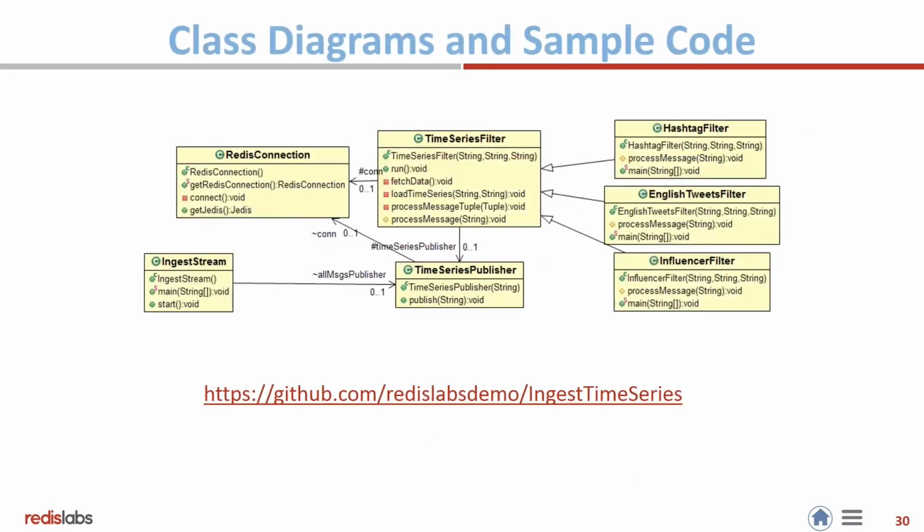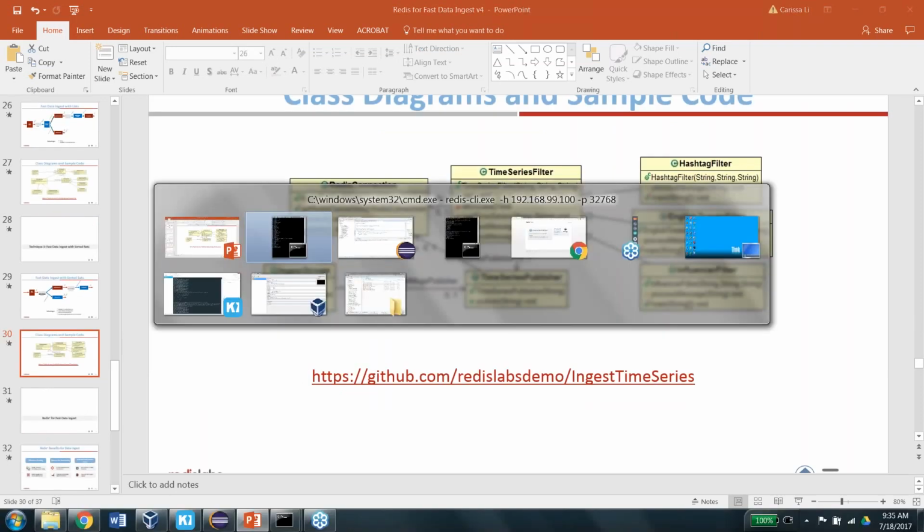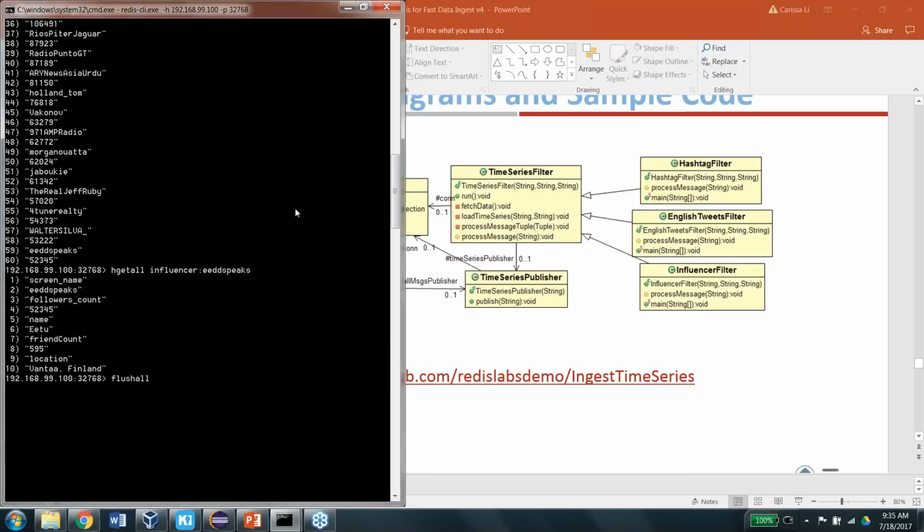Once again, the design is extremely simple. I have an ingest stream object that receives data, and then there is a publisher and filters, and you can see the filters just pull data from the sorted set. Right? So let me do a quick demo here. I'll do a FLUSHALL.